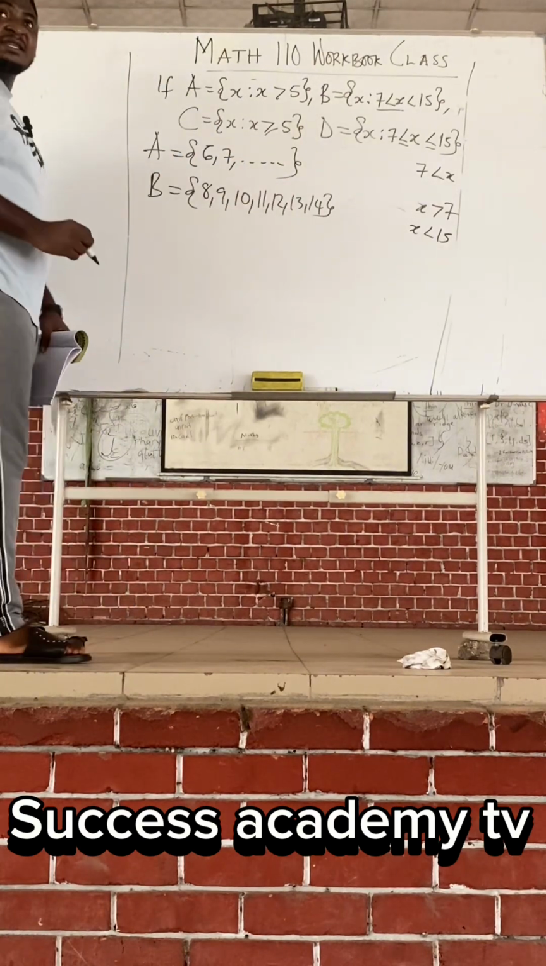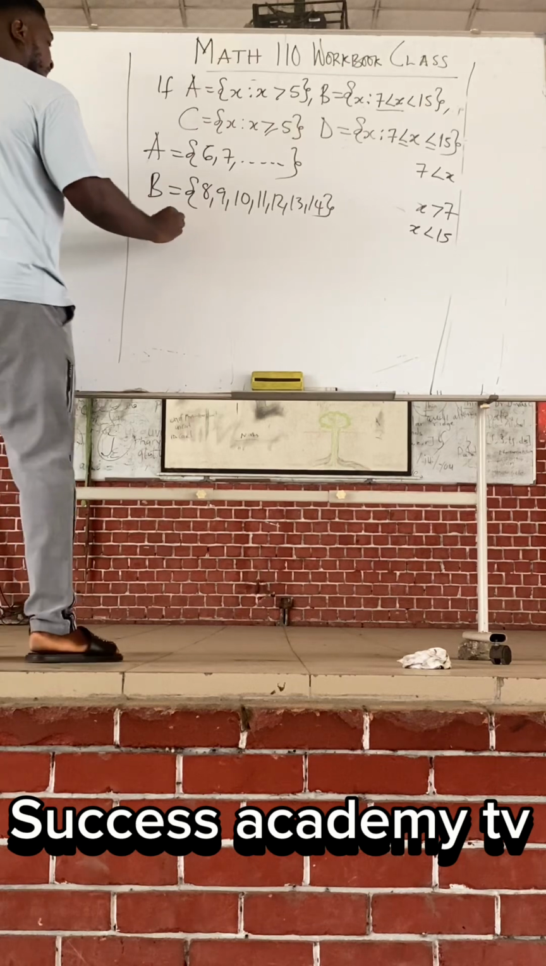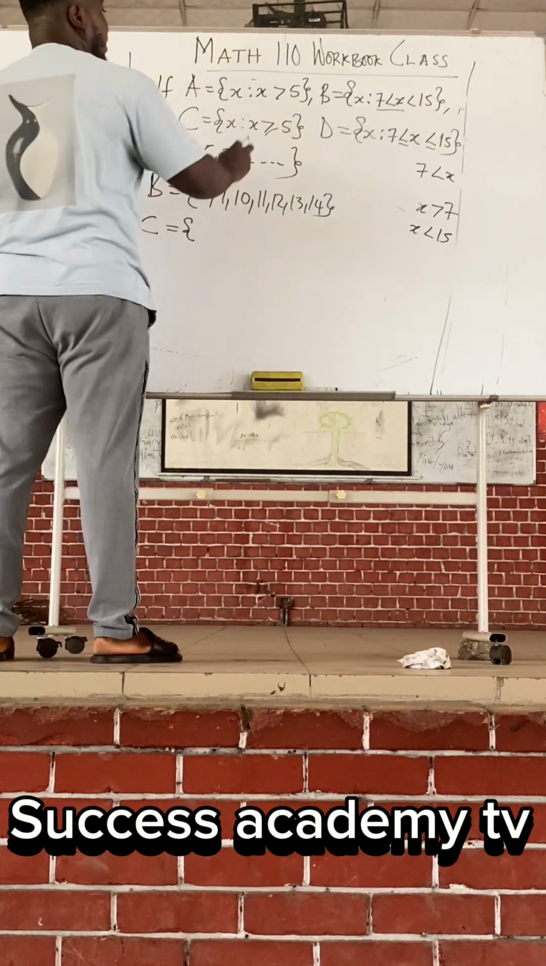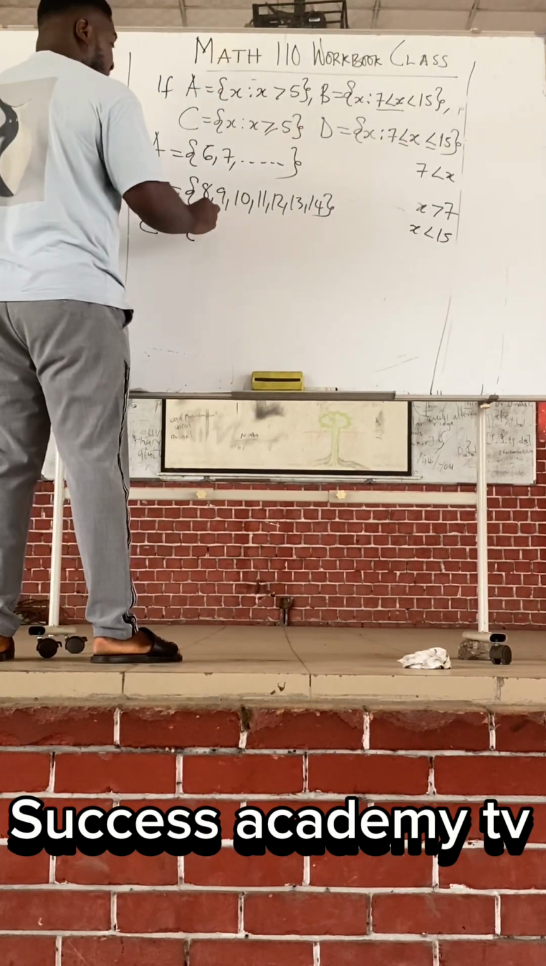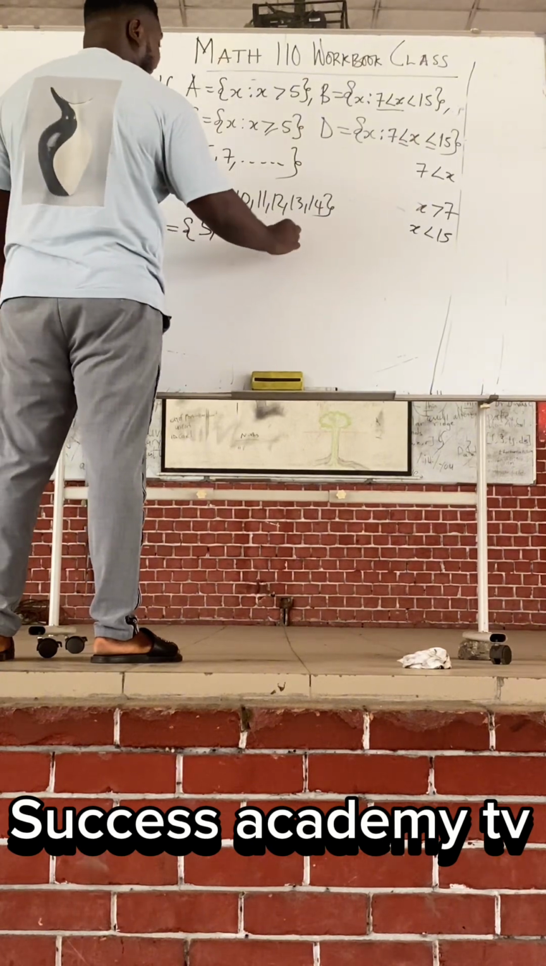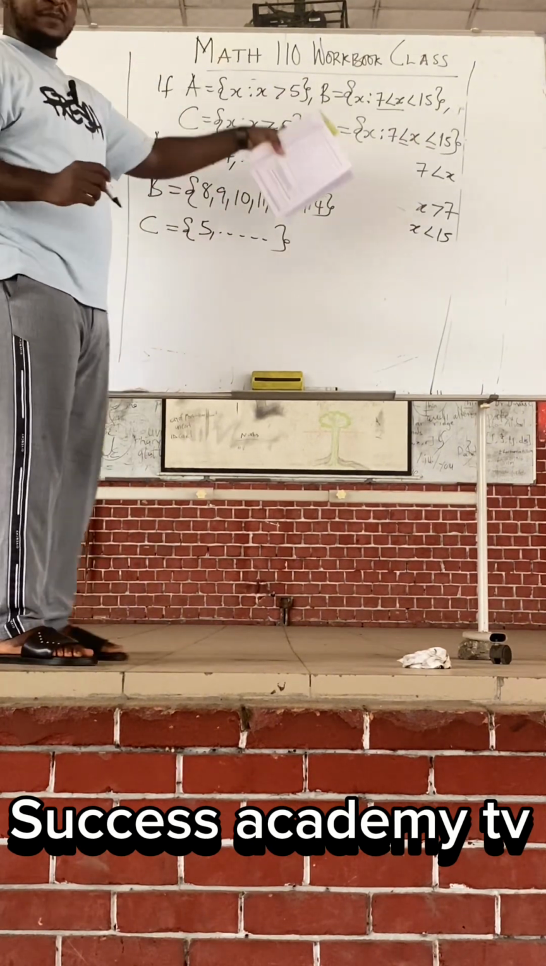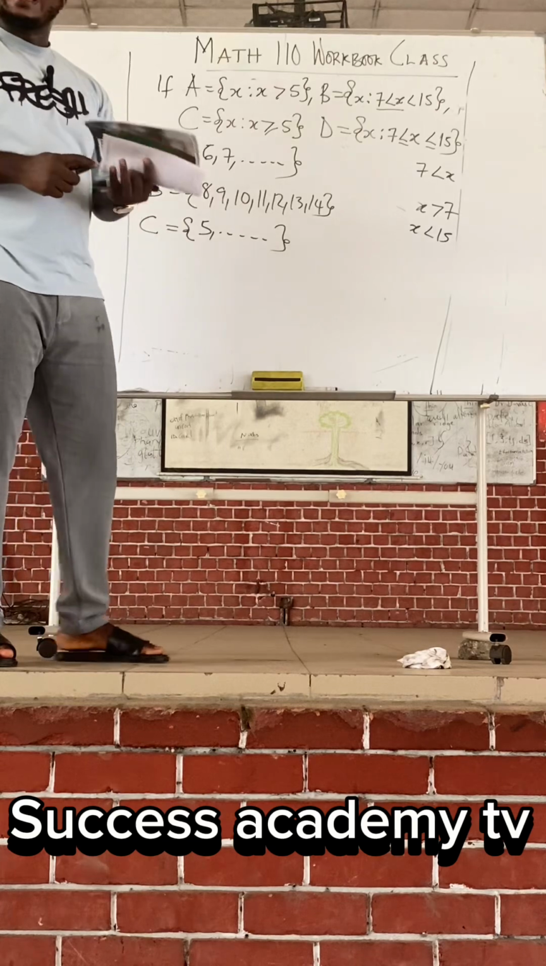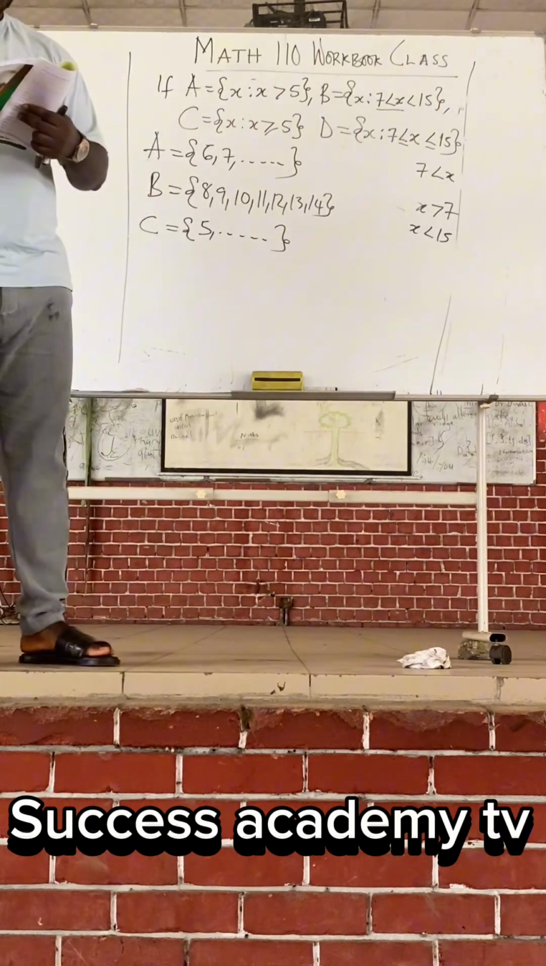Class, these are the set B. Now set C. X must be greater than or equal to 5. So starting from 5 to infinity. This is an infinite set too. There is no ending of the set, right? All numbers that are greater than or equal to 5.